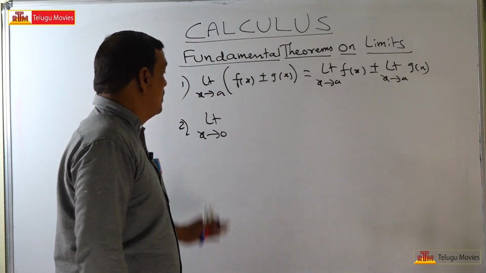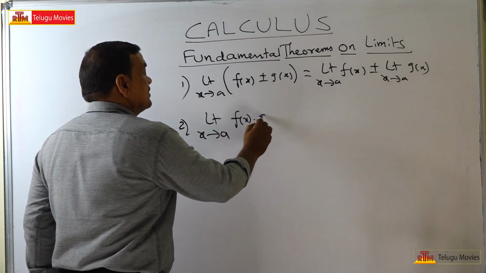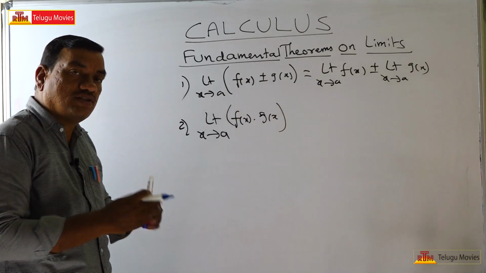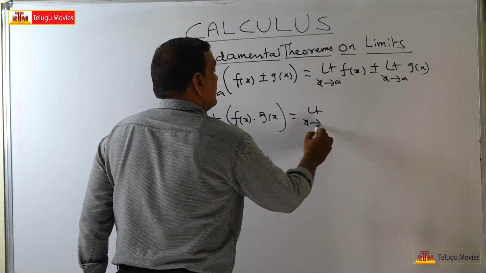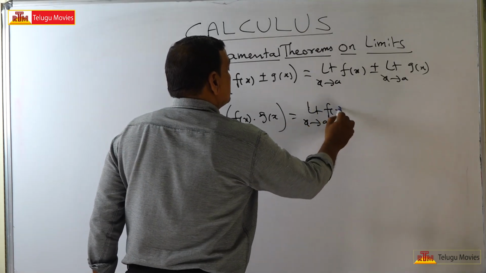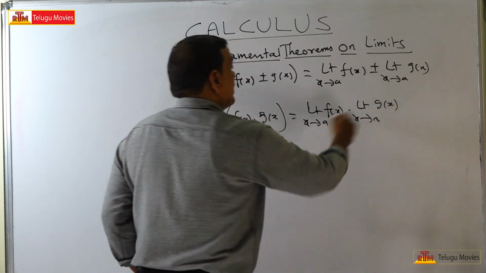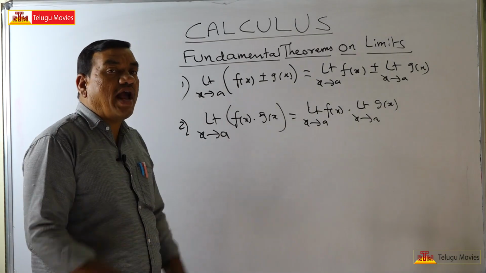Now coming to the limit as x tends to a, if a product is there, f of x times g of x, then also you can separate the limits. That is limit as x tends to a of f of x into limit as x tends to a of g of x. You can separate the limits. So this also you can extend to n number of functions.